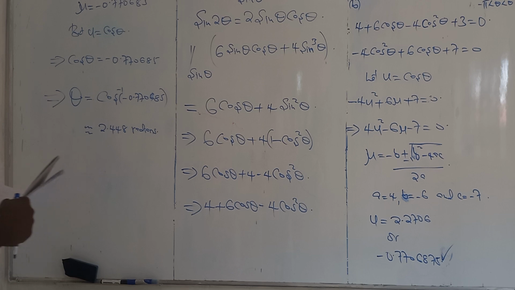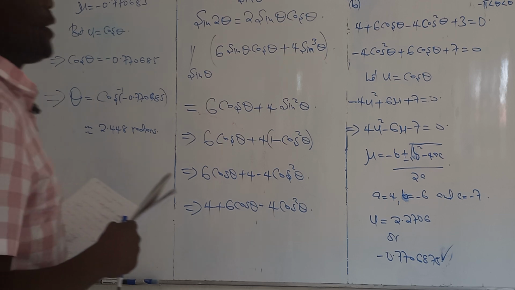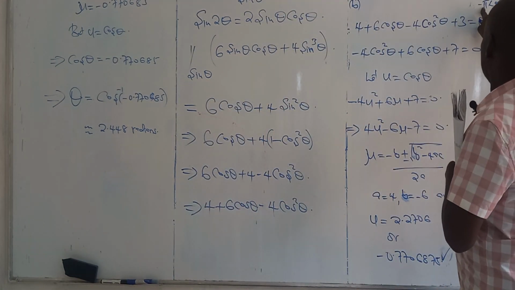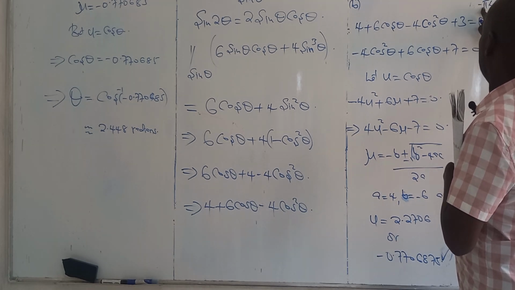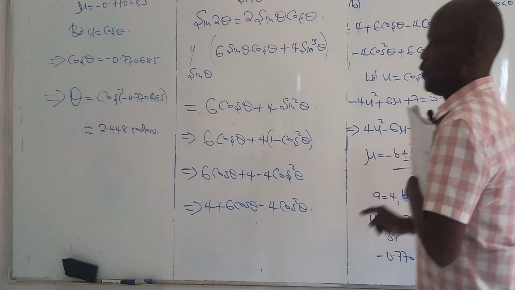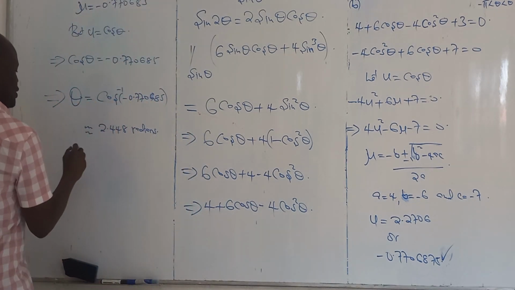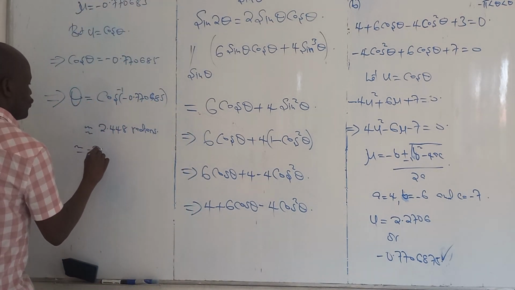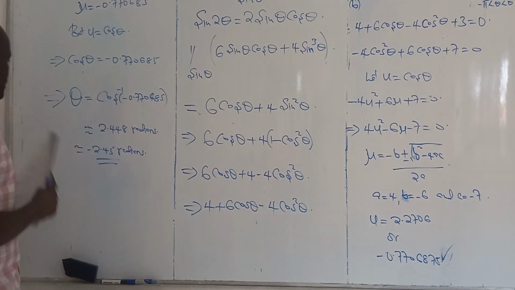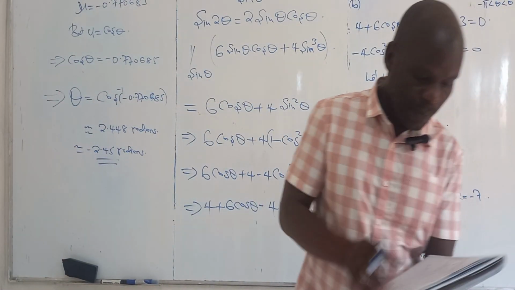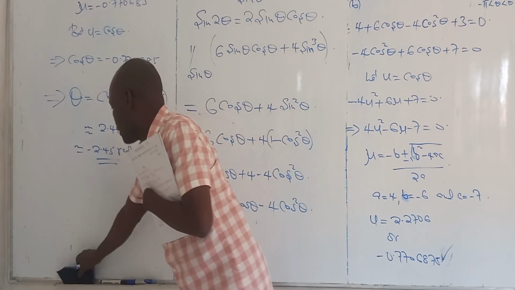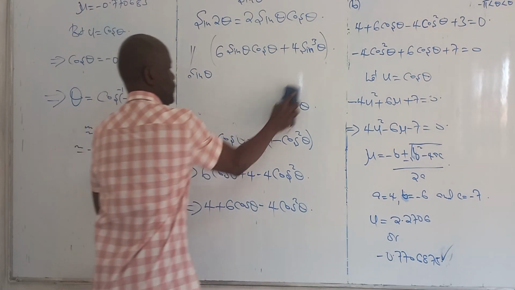But since the requirement is that our radians should lie between negative of pi, actually it is greater than negative of pi and is less than 0, having this 2.448, we make it negative 2.45 radians. And that's it. Okay, that's that. So I need to move to part C of the question.